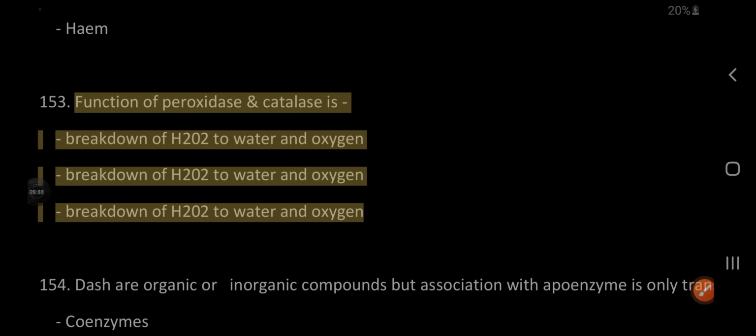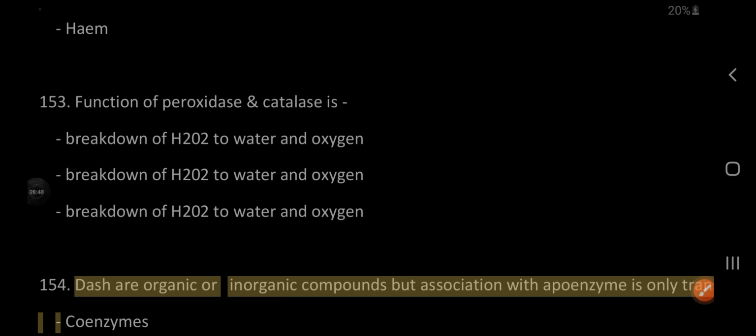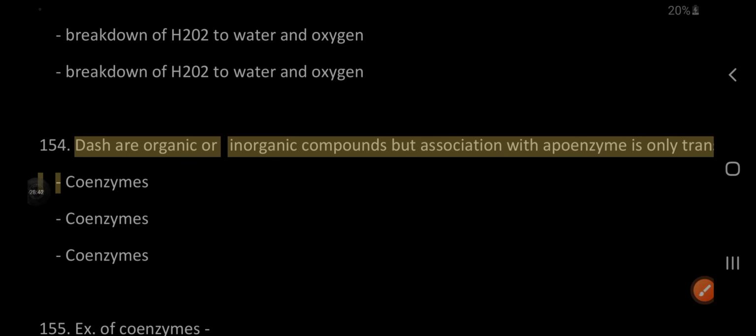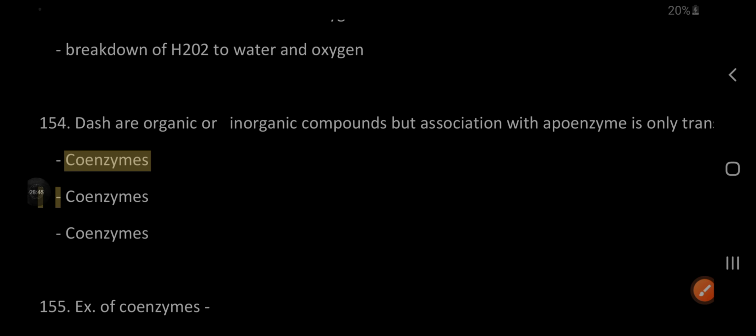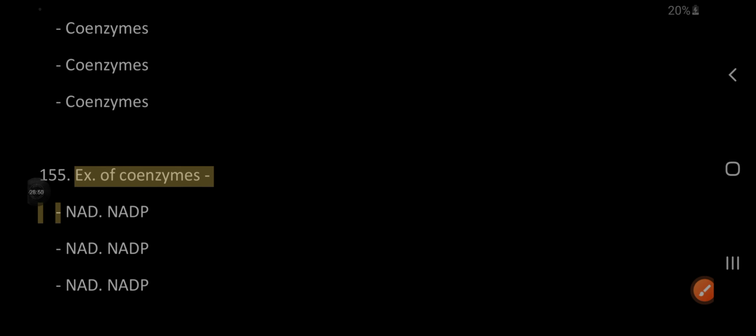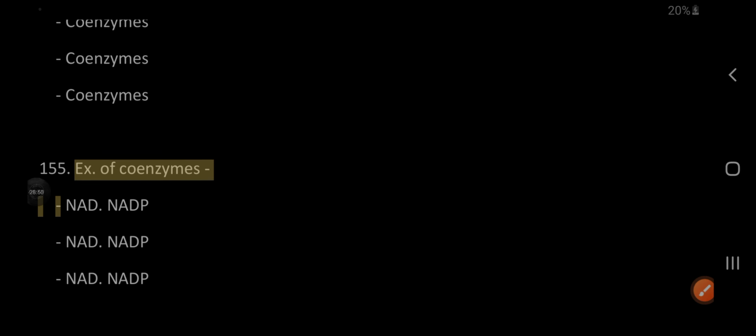154. Dash are organic or inorganic compounds but association with apoenzyme is only transient. Coenzymes. 155. Examples of coenzymes: NAD, NADP.